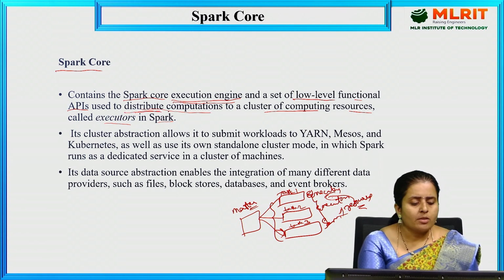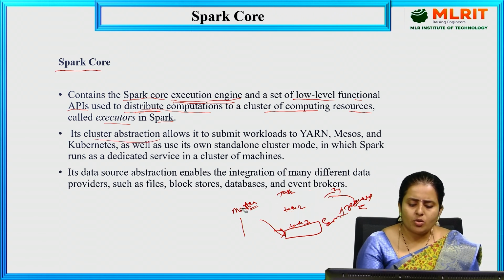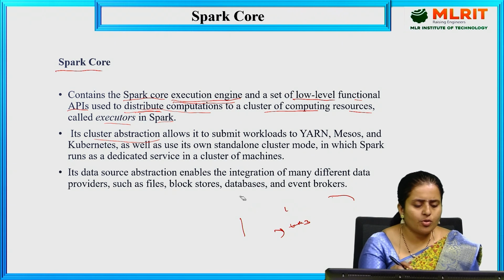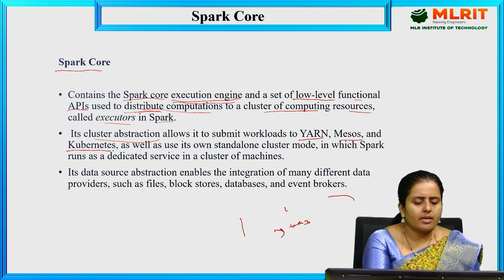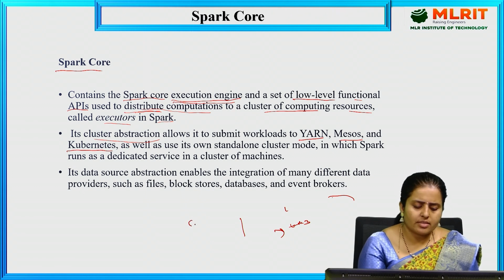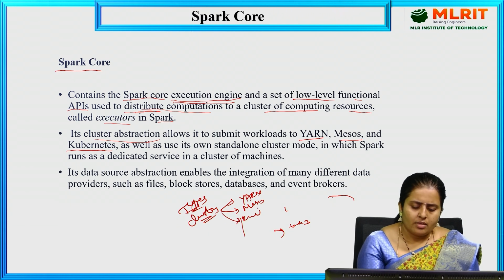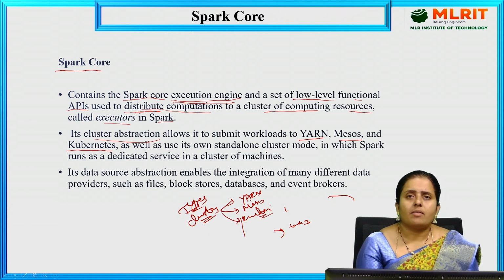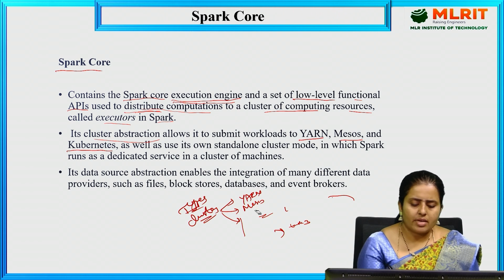So this works as a distribution engine. Okay, so its cluster abstraction allows it to submit workloads to Yarn, Mesos, and Kubernetes. So here Yarn, Mesos, and Kubernetes are nothing but clusters. We can call them types of clusters. Yarn is the first type of cluster, then Mesos and Kubernetes. These clusters work with multiple devices to achieve any goals or any tasks.